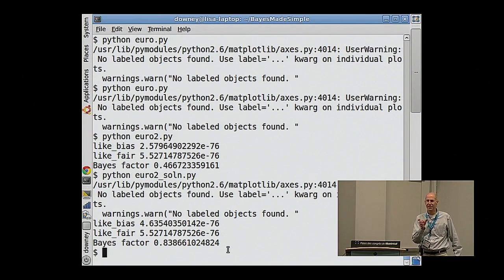When you have a Bayes factor like this that is very close to 1, it's effectively saying that the two hypotheses are equally supported by the data. The data are not going to move your prior very much.